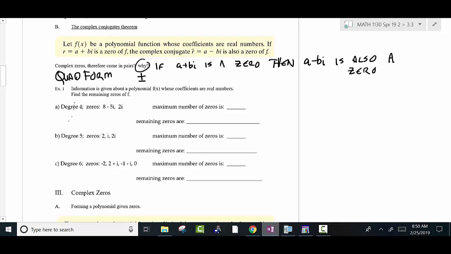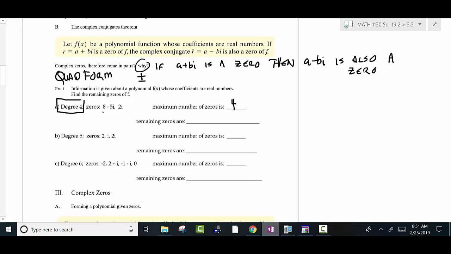All right, so let's just do these things right here. This is real simple. So if your polynomial has a degree of 4, what is the maximum number of zeros that you could have? 4, okay? We already kind of learned that. You can't have more than 4, okay?